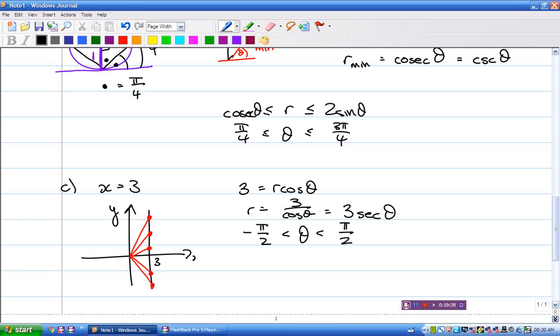So theta can get basically to minus 90 degrees and to positive 90 degrees, but without actually ever equaling them. So theta goes from minus pi over 2 to pi over 2, but no equal signs, because equal signs would mean straight up or straight down. And then it would never intersect with the line x equals 3.